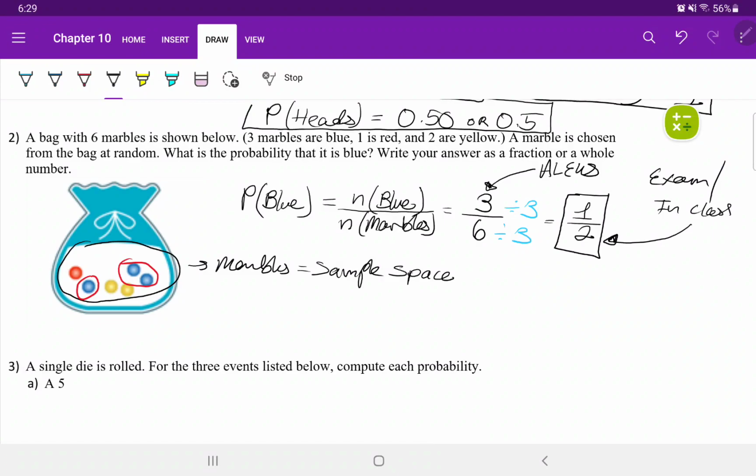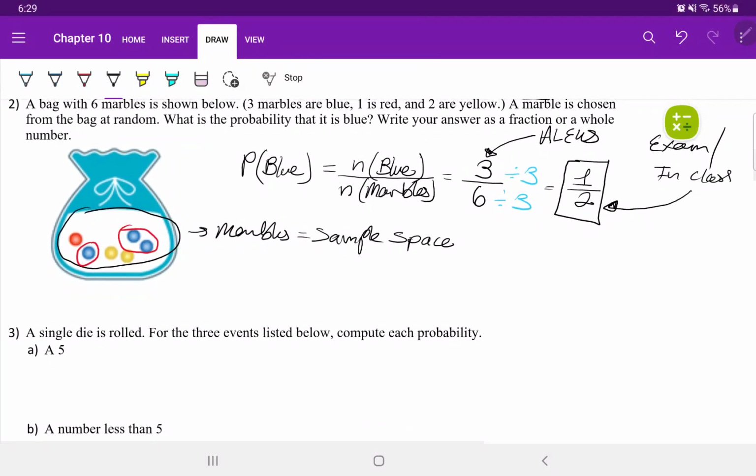It says, a single die is rolled. For the 3 events listed below, compute each probability. Now, before I continue, I first want to know the sample space that I have when I roll a single fair die. So, capital S for sample space. And remember, a die is a cube with 6 sides on it. And there are dots painted on each side to represent the number.